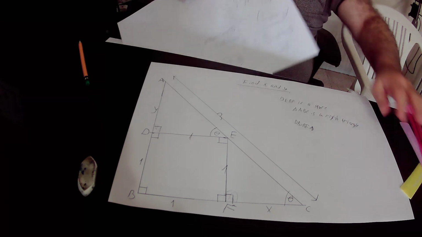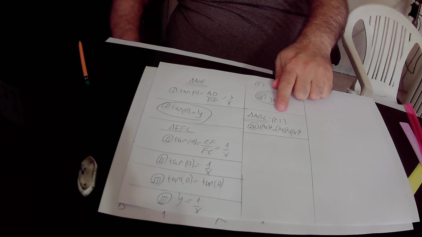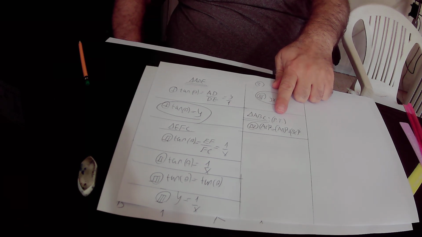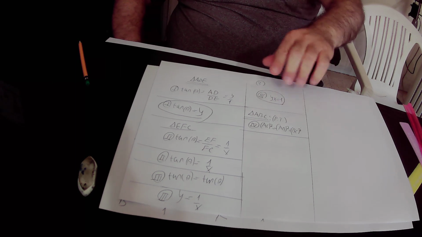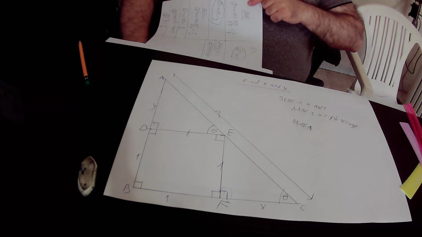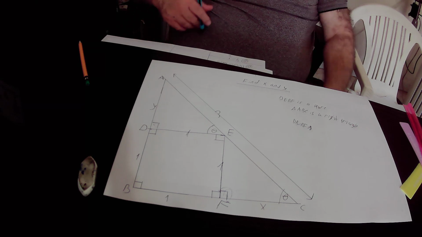I repeat again, in the right triangle ABC, according to the Pythagoras theorem, PT is the abbreviation for Pythagoras theorem. The square of the hypotenuse equals the sum of the squares of the perpendiculars. That is to say, AC squared equals AB squared plus BC squared. So we know that AC equals 3 units. It is given to us in the question. So AC squared is 3 squared.